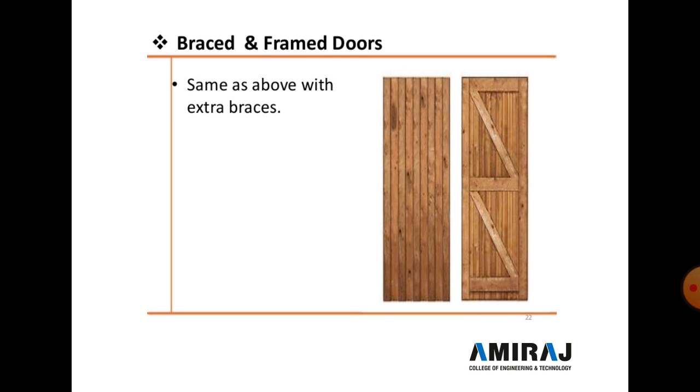Now next type of the door is a braced and frame door. So same as above with extra braces. So here vertical plank is provided called as a batten, and brace is inclined plank is provided at some angle, and all the planks are fixed with a nail, is known as a braced and framed panel door.